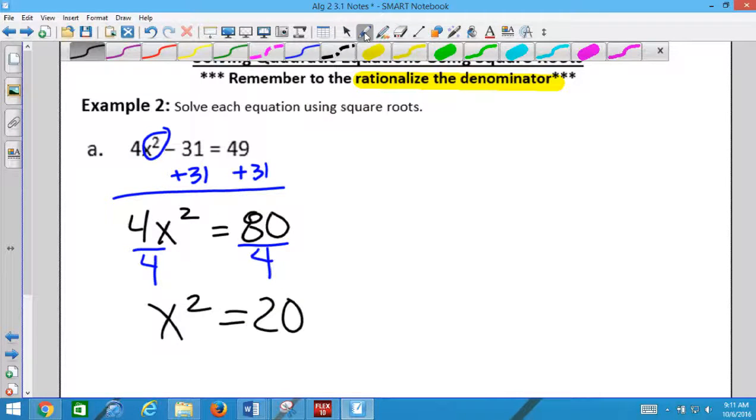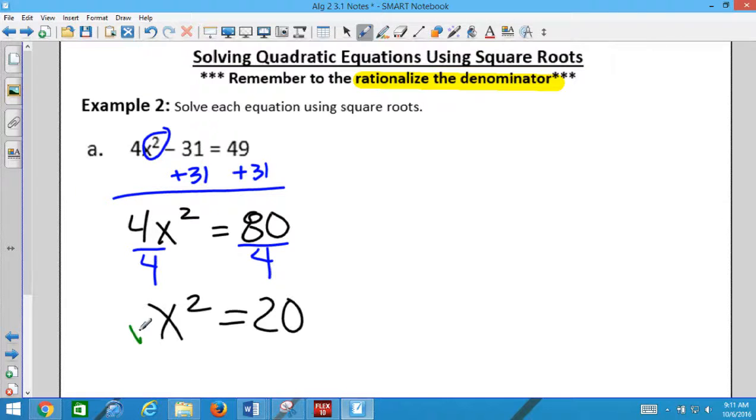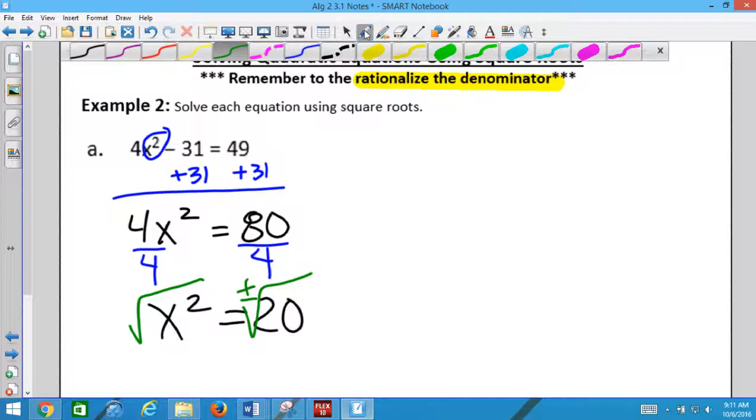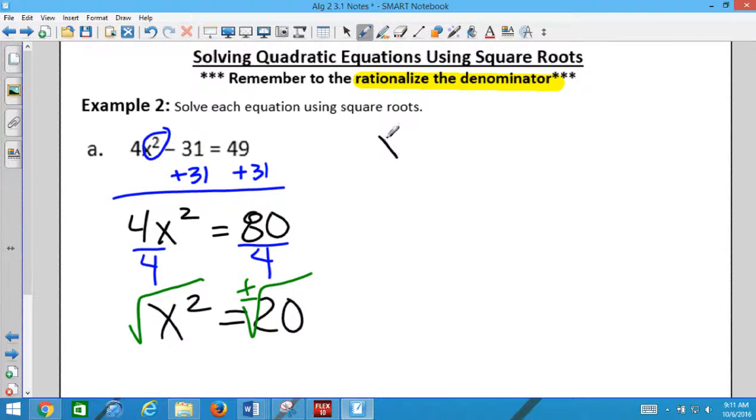So we have x squared by itself. Now we cancel out the x squared by doing the square root. And I know we've talked about this so far this year. If you put the square root in yourself, you have to have two answers. You have to have a plus and a minus, because x squared means two answers. So my next step looks like this. X equals plus minus square root 20.